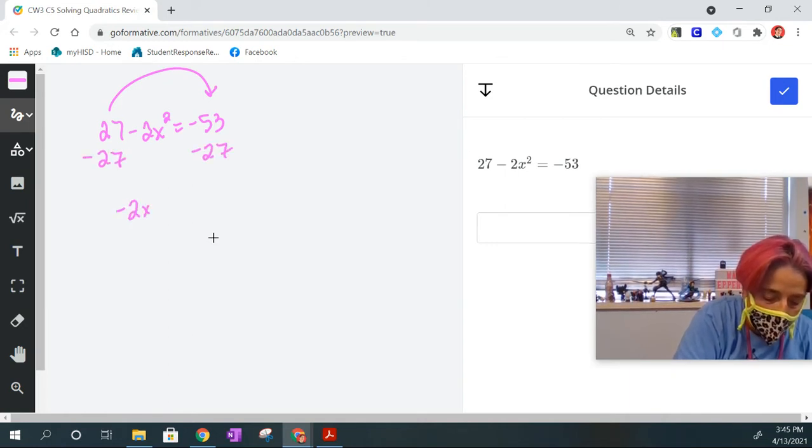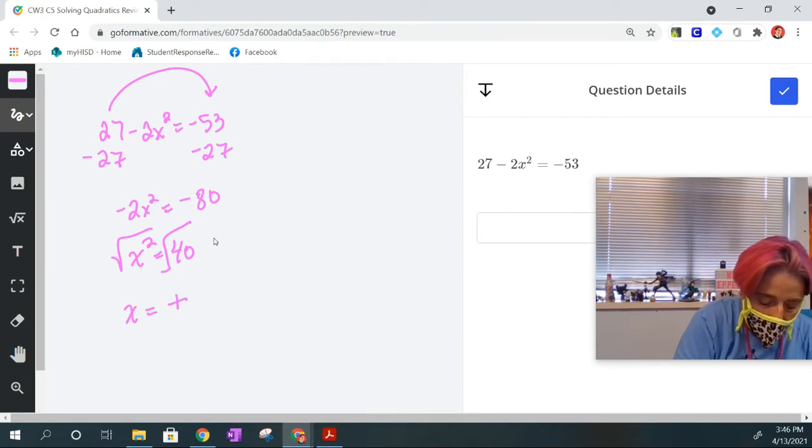This gives me negative 2x squared is equal to 53 plus 27 gives me 80. So this is going to be negative 80. I'm then going to take negative 80 and divide by 2. That's going to give me x squared is equal to 40. All right, I'm going to take the square root of both sides. That's going to give me x is equal to plus or minus the square root of 40.